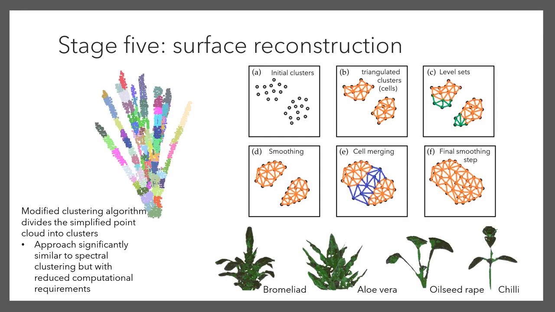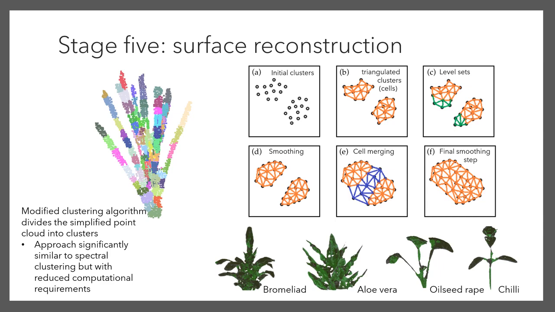So the final stage is surface reconstruction. Jonathan's approach uses a modified clustering algorithm, which divides the simplified point cloud into clusters, as shown in the left image. This approach is similar to spectral clustering, which is another state-of-the-art method of clustering, but again, with some reduced computational requirements. So then you work with these initial clusters.